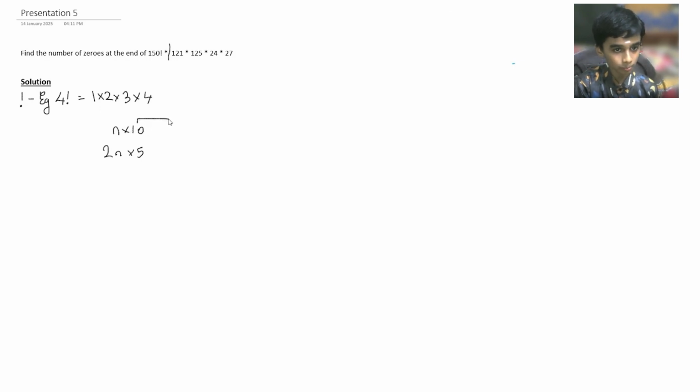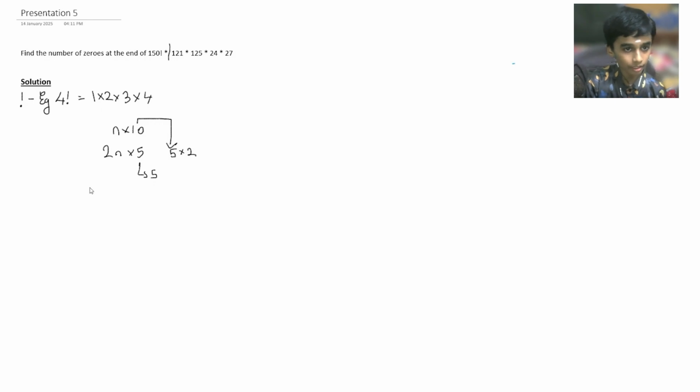Let me use the concept of prime factorization. 10 is nothing but 5 times 2. 5 is nothing but 5. So, 5 times 2 is what gives us a trailing 0, which is nothing but a 0 in the end. Next, we simplify this problem to find the number of pairs of 2 and 5 in 150 factorial first. Let us go into the number of 2's first.